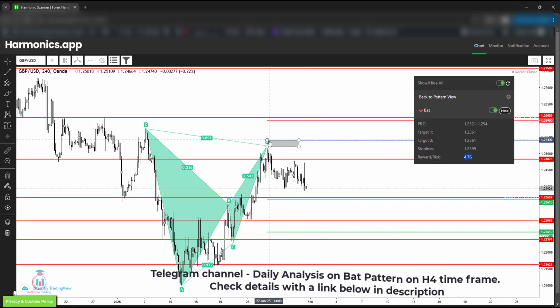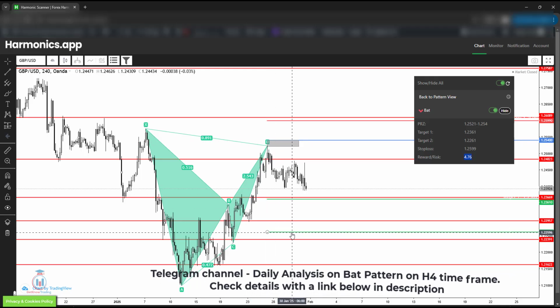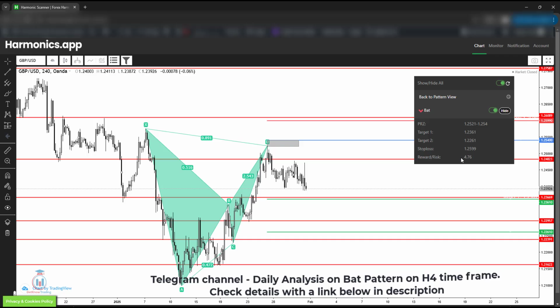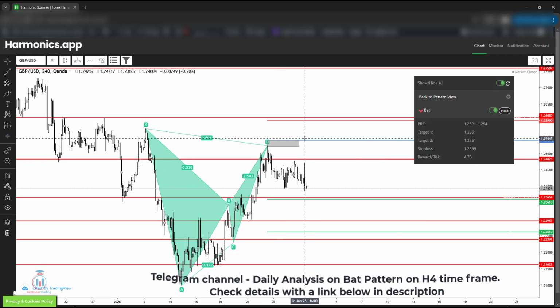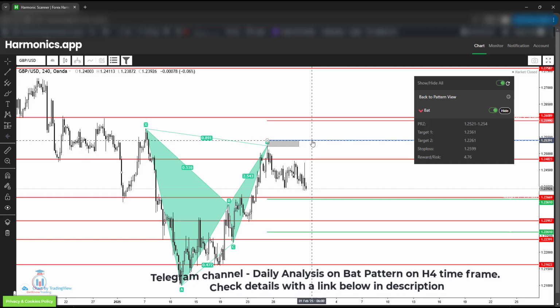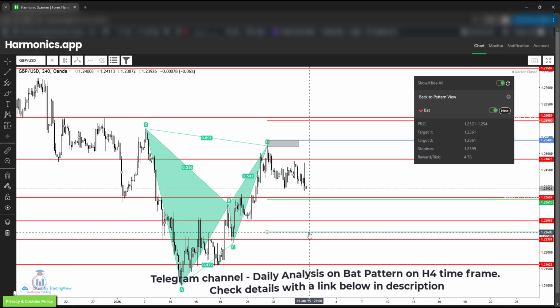So if you entered here at the potential reversal zone and exited here at the second take profit, this reward to risk will be around 4.0, because the potential reversal zone here does not start from the blue line. 4.76 would be from the blue line to the second take profit.